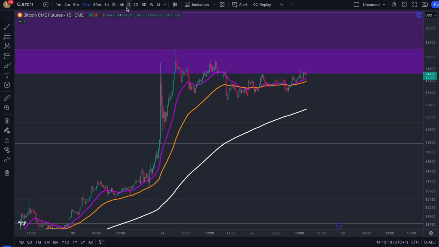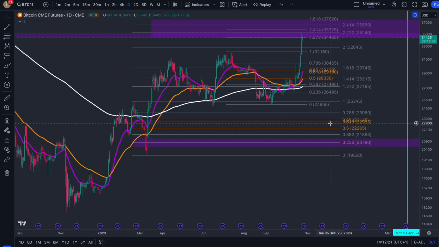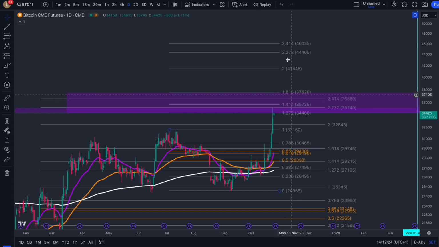But what we're now waiting for, again, if we scale back to the daily time frame, is a push through this area to get up to here.